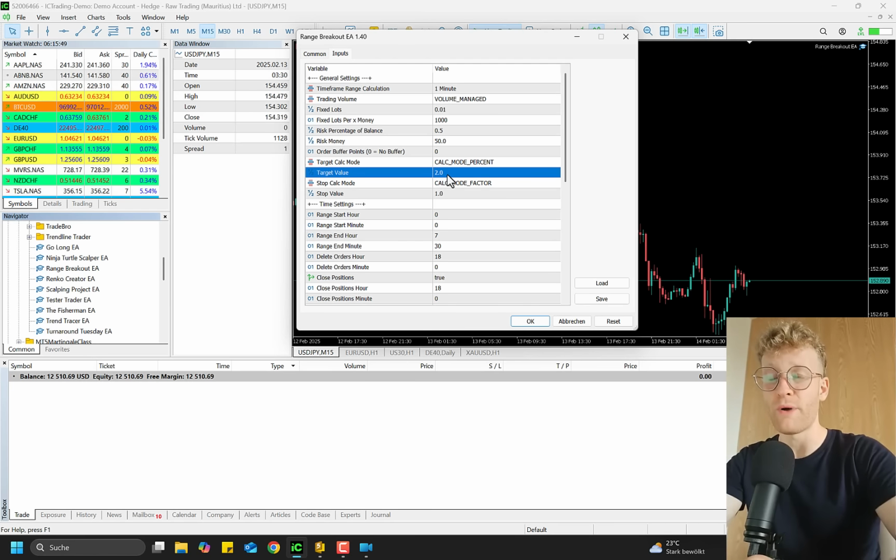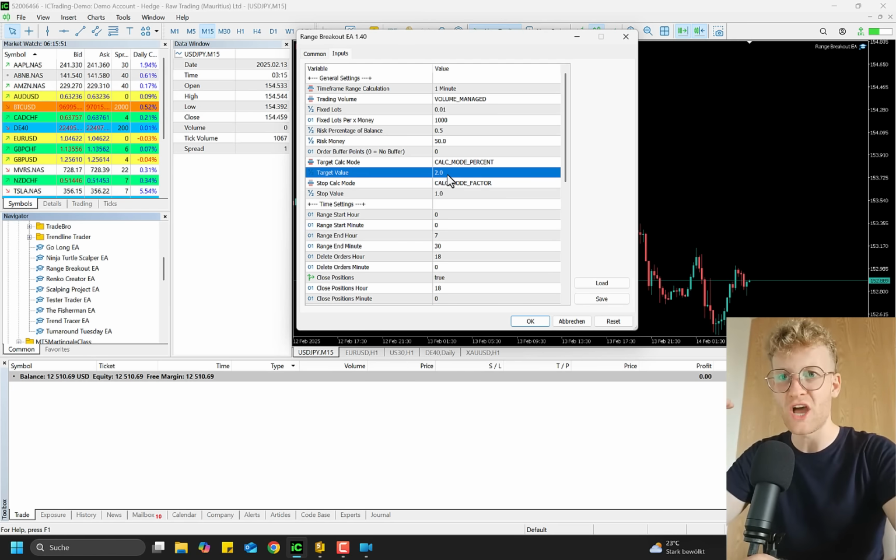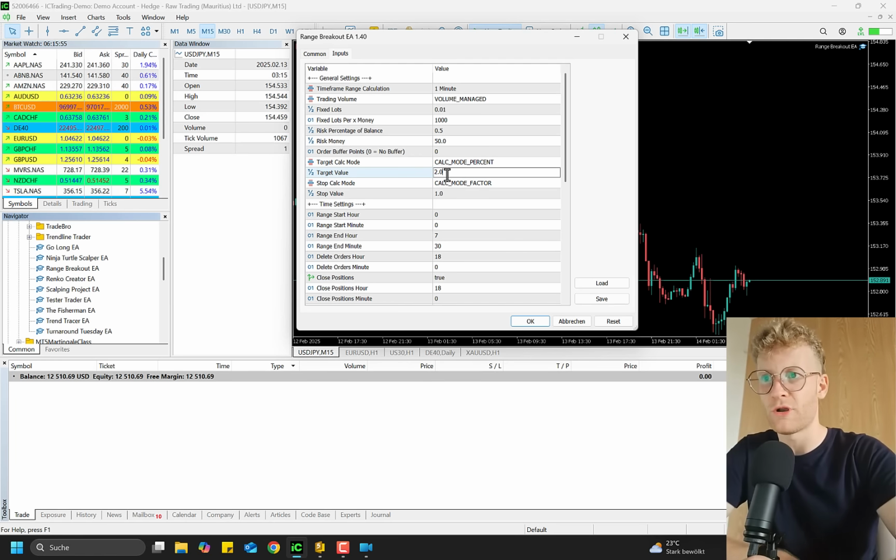And for buy stop orders, we take the range high as a basis for this calculation. For sell stop orders, we take the range low of the day as a basis for this calculation.